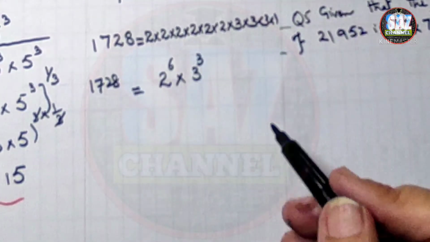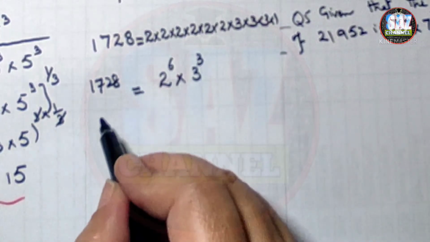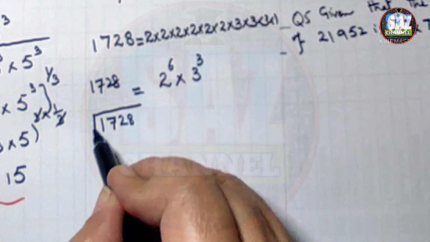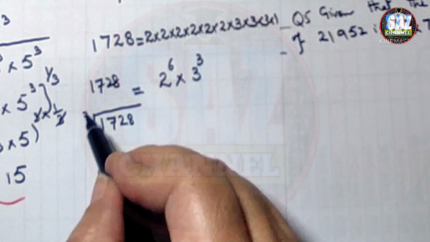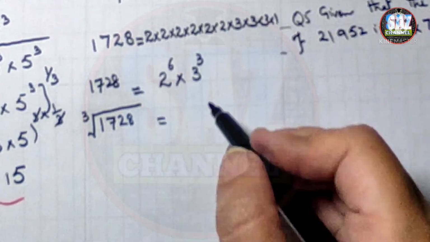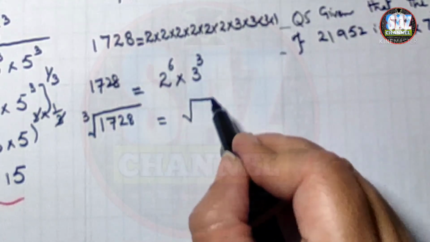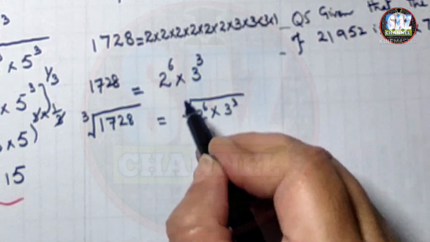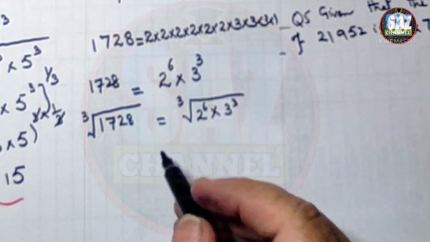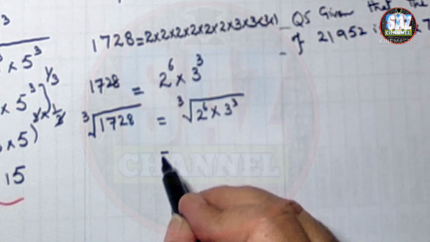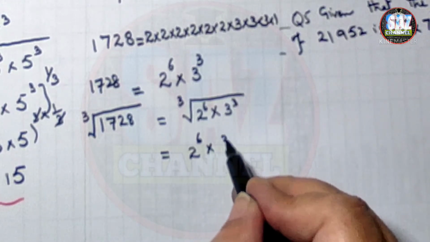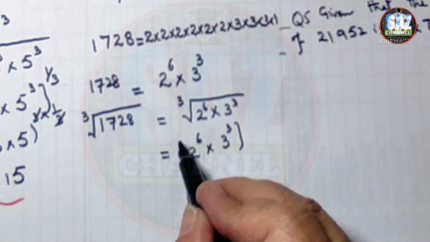And now this is not the requirement of the question, students. We have to find the cube root of this number. So what we'll be doing, we have to write this 3 over here, that is the symbol for cube root, and on the other side as well, 2 raised to power 6 multiplied by 3 cube, and this is the cube root. And now for the simplification and calculation purpose, 2 raised to power 6 multiplied by 3 raised to power 3 and whole raised to 1 by 3.